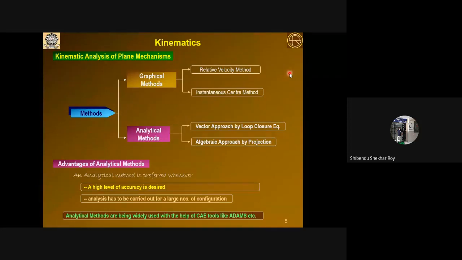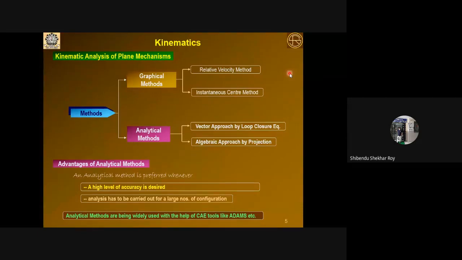And also when analysis has to be carried out for a large number of configurations, because in order to get the time history of displacement, velocity, and acceleration, that means for one complete rotation of the crank, what could be the motions of the other links? If you like to plot time for one complete cycle along the x-axis, and the displacement, velocity, or acceleration of the other link along the y-axis, you have to evaluate the velocity and acceleration at a number of time instances and then plot it. If you do this in the graphical method, it is a tedious job.